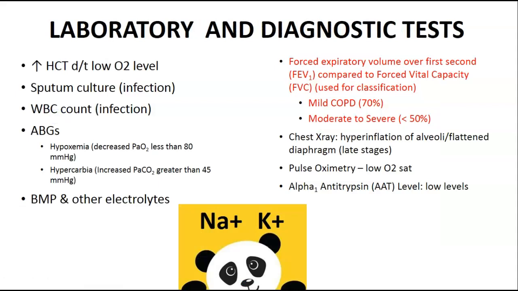So, laboratory and diagnostic testing: you can have increased hematocrit just due to lower O2 levels. Sputum cultures can point towards an infection. White blood cell count can also help determine infection. ABGs, hypoxemia: you may see a decrease, O2 less than 80. You may see an increase in your CO2, greater than 45. You may also see some electrolyte disorders.